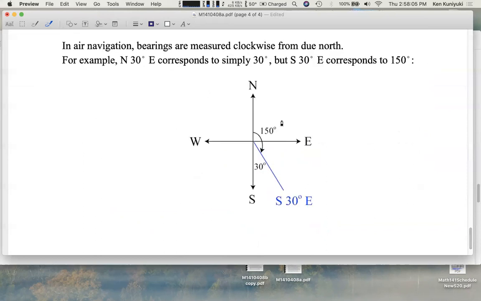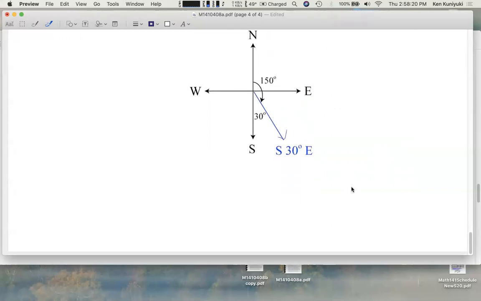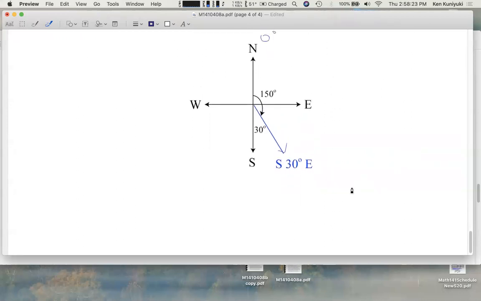In air navigation, you might take due north as 0 degrees and measure clockwise. So this southeasterly direction may correspond to, say, 150 degrees clockwise from due north. But again, Part C will not be on homework or exams. And that is Chapter 4.